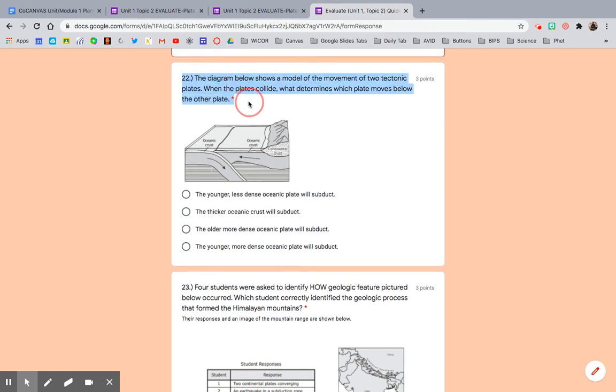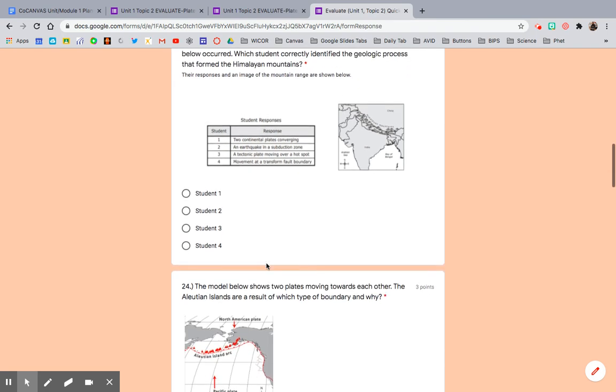Number 22, the diagram below shows a model of the movement of 2 tectonic plates. When the plates collide, what determines which plate moves below the other one? So I'm seeing this oceanic plate subducting under this oceanic crust or plate. Why does this one subduct? The younger, less dense oceanic plate will subduct. The thicker ocean crust will subduct. The older, more dense oceanic plate will subduct. Or the younger, more dense oceanic plate will subduct. Remember, y'all, I'm just picking the last one for all of them.